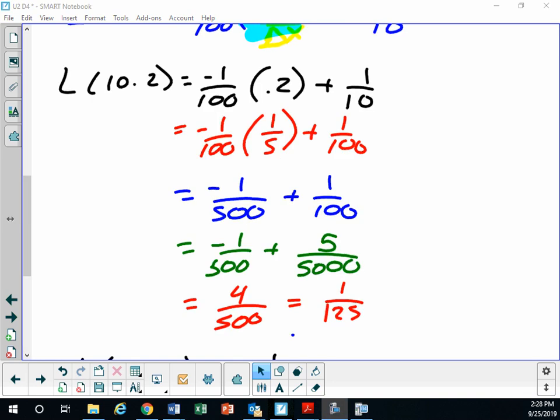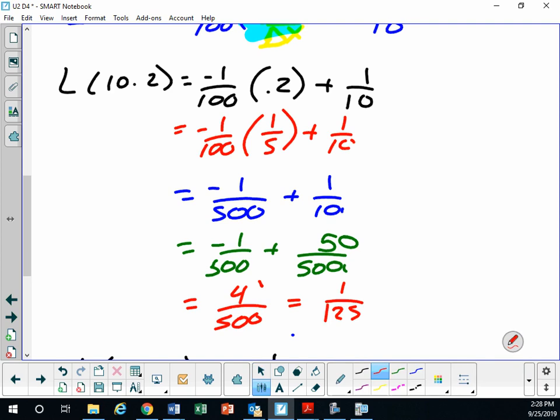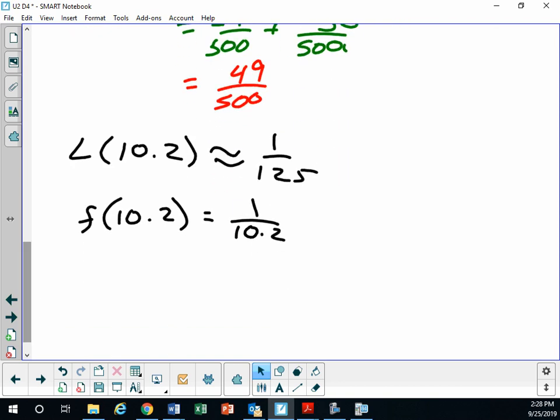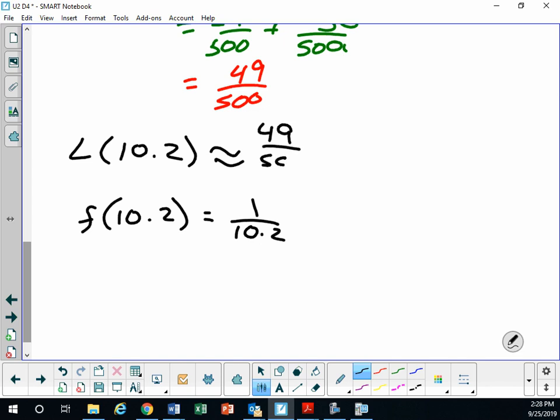So let me fix something, because I just realized it went from 1 over 10 to 1 over 100. So let me fix that. If I do 1 over 10, that's 1 over 10, which makes this 50 over 500, which makes this 49 over 500, so that's much better. Sorry about that, guys. And so that's 49 over 500, so this is the approximation. Please note that I have the approximations over there. I have 49 over 500.